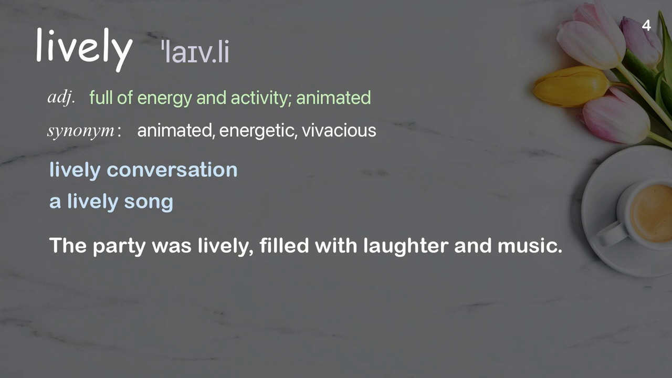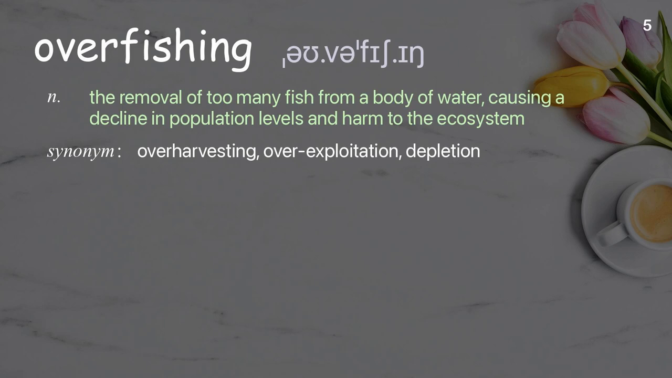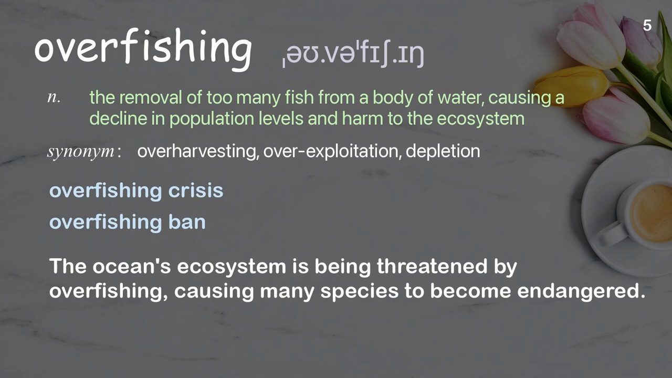Overfishing. The removal of too many fish from a body of water, causing a decline in population levels and harm to the ecosystem. Examples: overfishing crisis, overfishing ban. The ocean's ecosystem is being threatened by overfishing, causing many species to become endangered.